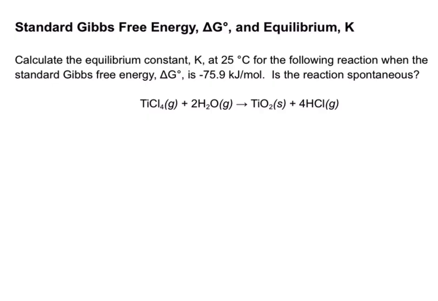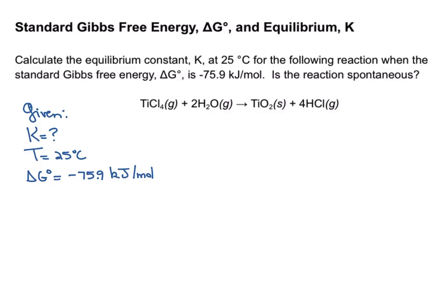The first thing I want to start off with is my given information. We're asked to solve for K. We do have temperature. We have our standard Gibbs free energy. And we do need the universal gas constant for energy, 8.3145 joules per mole per Kelvin.